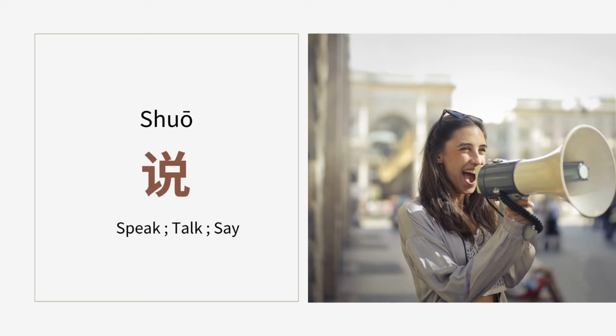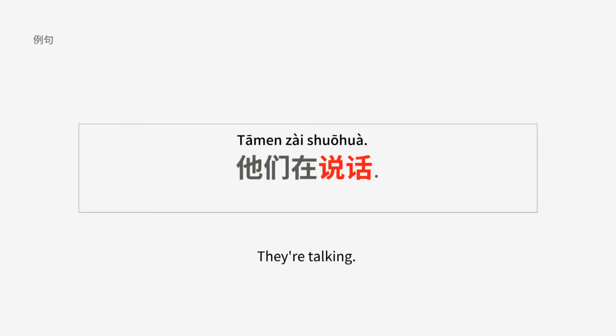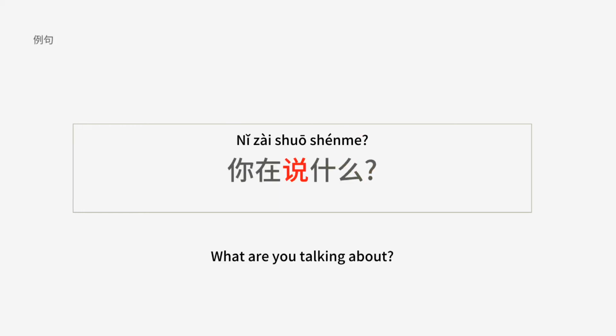说. The first phrase 说话. The second phrase 说什么. Example sentence 1. 他们在说话. 你在说什么? What are you talking about?